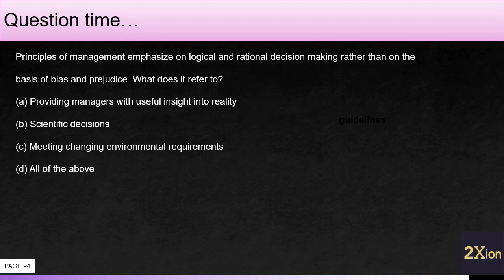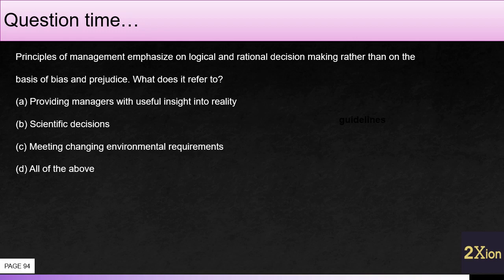Principles of management emphasize logical and rational decision making rather than decisions based on bias and prejudice. What does it refer to? We have seen that before, hope you remember that. No, there is no bias and prejudice. Which option will be the right answer?